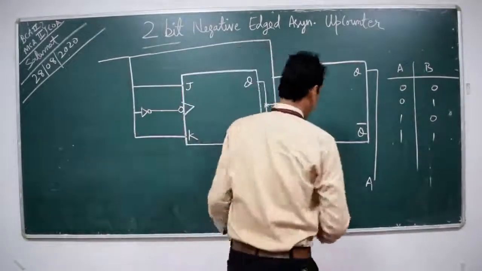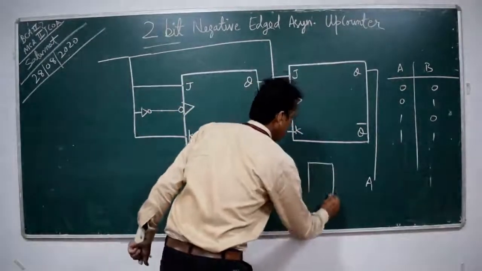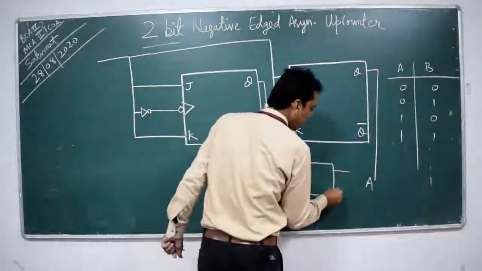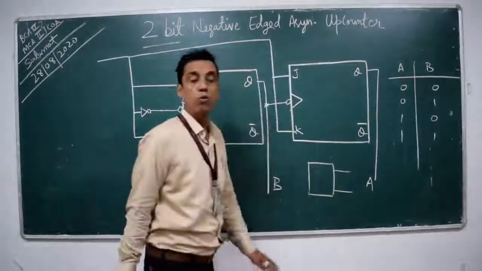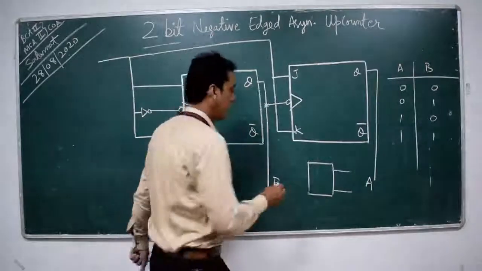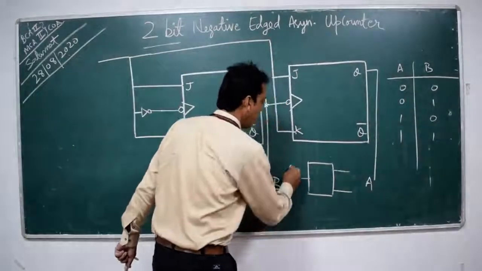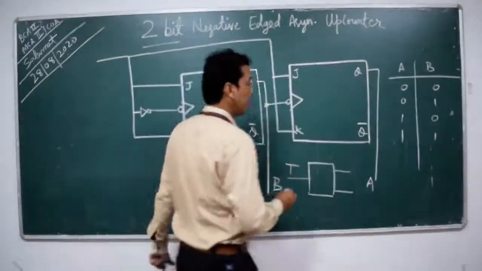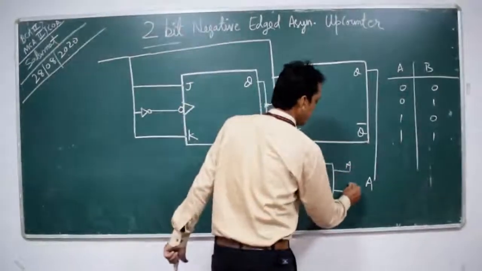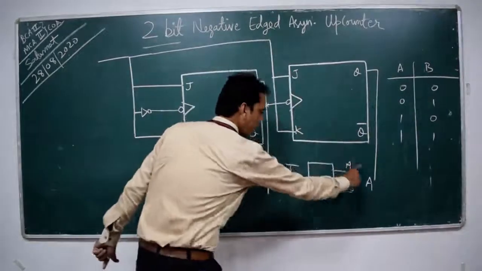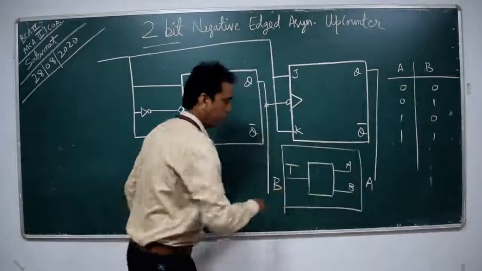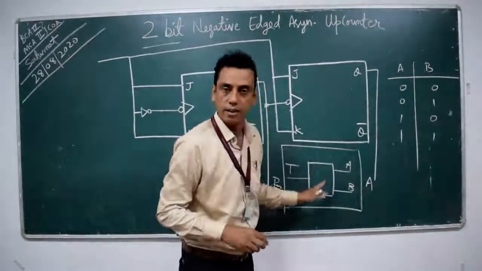Suppose this is the block diagram of a 2-bit counter. It will have two output lines, A and B, and it will have only one input line, which is known as the trigger line. Just look at this block diagram drawn inside the box.